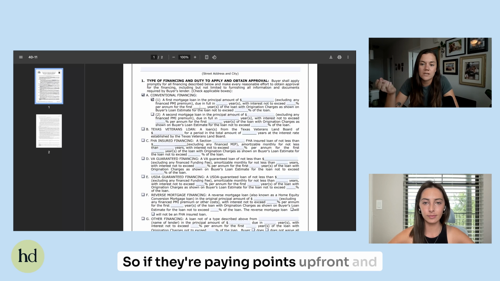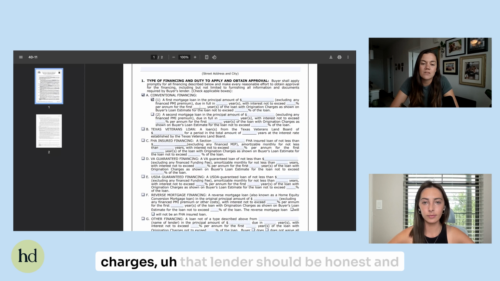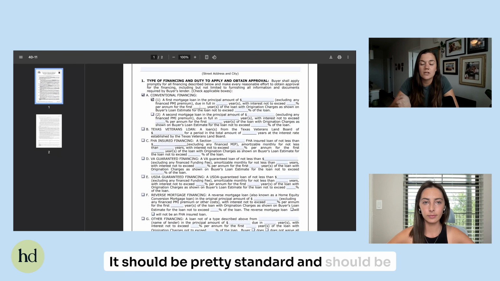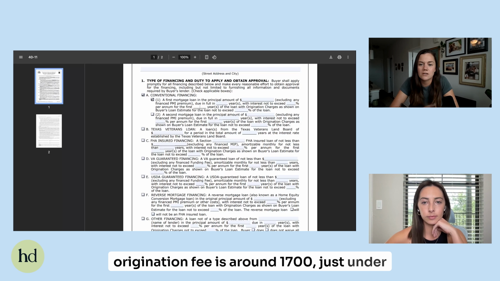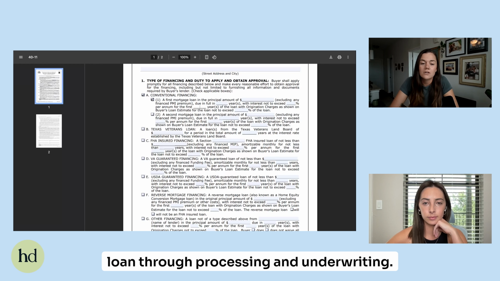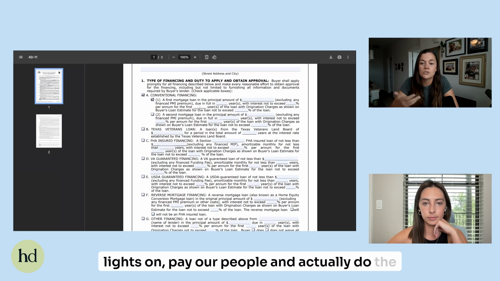So if they're paying points up front and they're just rolling that into origination charges, that lender should be honest and transparent with that client and not just, hey, our origination charges are a lot higher than others. It should be pretty standard and around the same ballpark. As an example, our standard origination fee is around $1,700, just under $1,800. That just covers sending the loan through, processing, and underwriting. So it's basically for us to keep the lights on, pay our people, and actually do the loan.